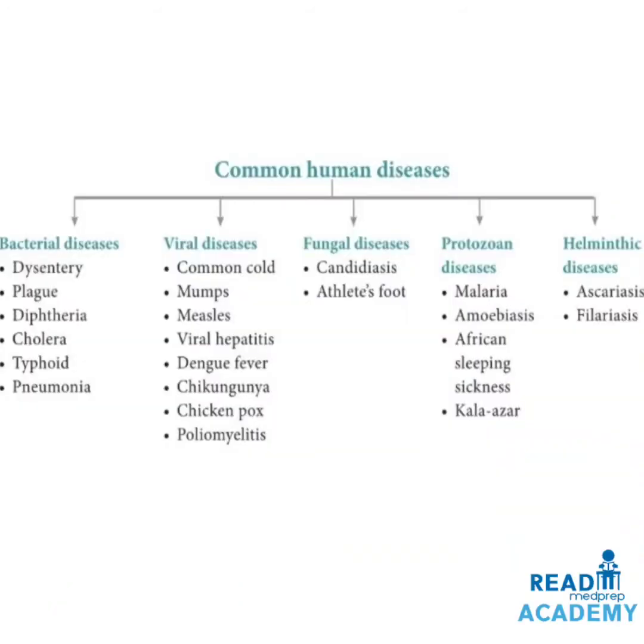Now the classification of the common human diseases which are of infectious type. Bacterial diseases like dysentery, plague, diphtheria, cholera, typhoid, pneumonia. Viral diseases: common cold, mumps, measles, viral hepatitis, dengue fever, chikungunya, chickenpox, poliomyelitis. Fungal diseases: candidiasis, athlete's foot. Protozoan diseases: malaria, amoebiasis, African sleeping sickness, Kala-Azar. Helminthic diseases, some examples: ascariasis and filariasis.